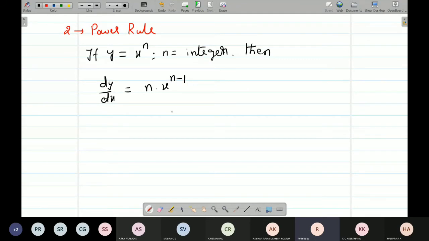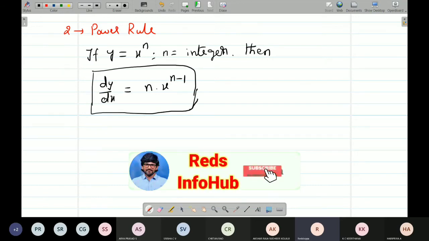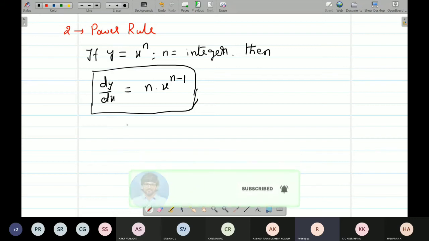So you see here, these rules we have to use as standard relations. Here we are not going to discuss how to derive this. You have to use these relations as standard relations. So note it down. The Power Rule says that if y equals x power n, where n is an integer, then dy by dx equals n into x power n minus 1. This is the differentiation of y with respect to x. This is also called the differentiation of a polynomial function, x power n. Note it down quickly.